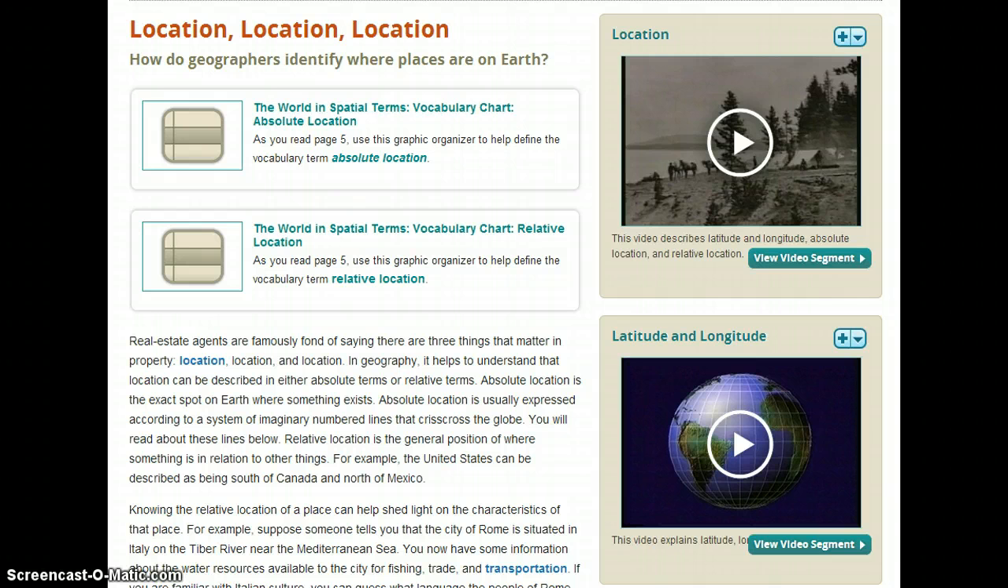Relative location is the general position of where something is in relation to other things. For example, the United States could be described as being south of Canada and north of Mexico. Knowing the relative location of a place can help shed light on the characteristics of that place.